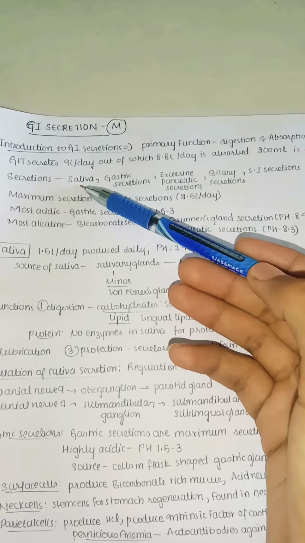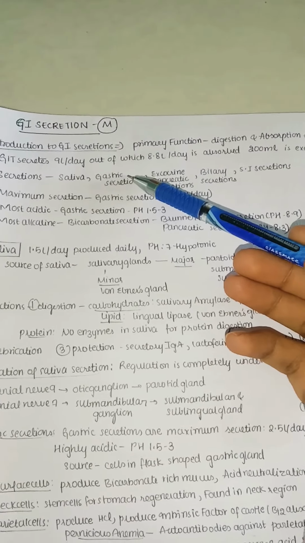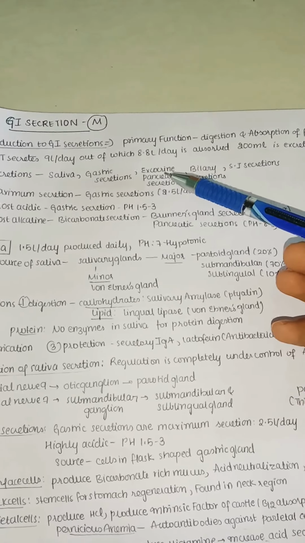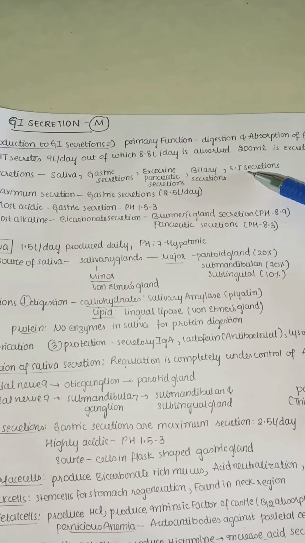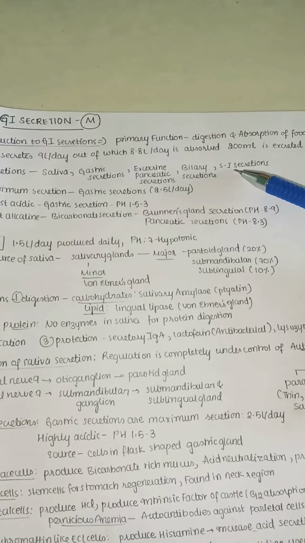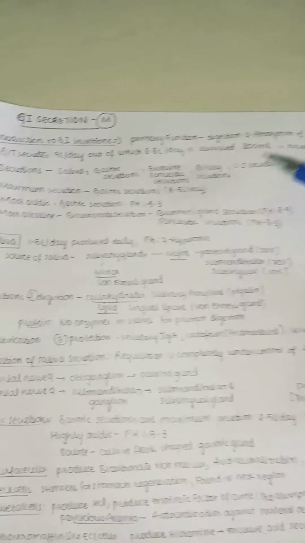From the top, of course, in your mouth, the saliva, and next gastric secretions from our stomach, and next the exocrine pancreatic secretions from the pancreas, next the biliary secretions from the liver, and the small intestine secretions from the small intestine. The large intestine doesn't have that kind of secretions. The large intestine only secretes mainly mucus.